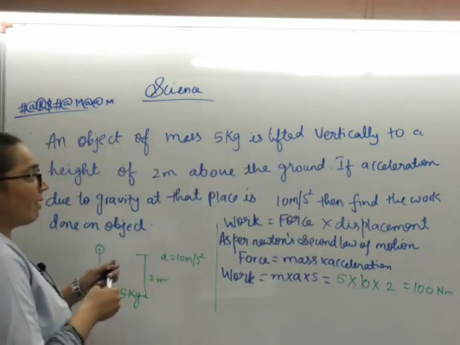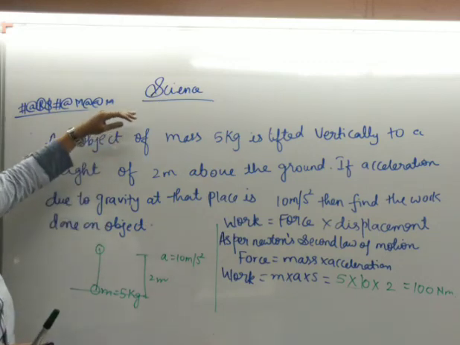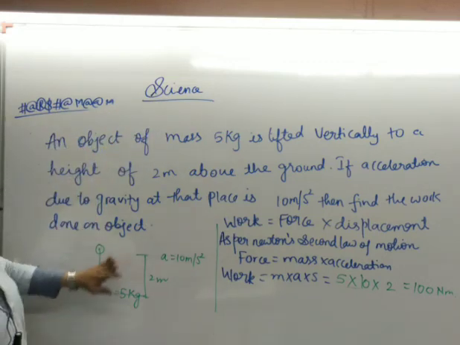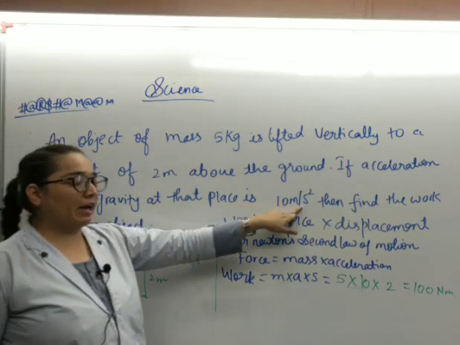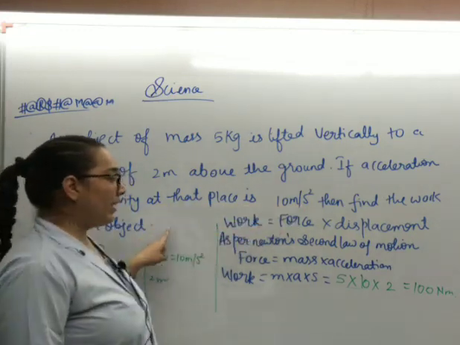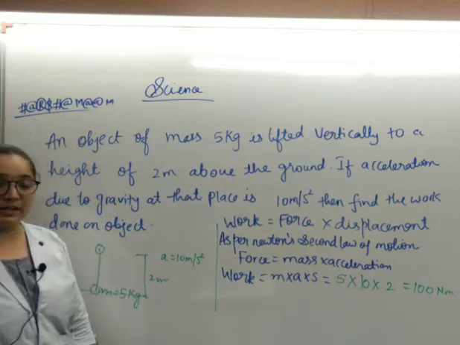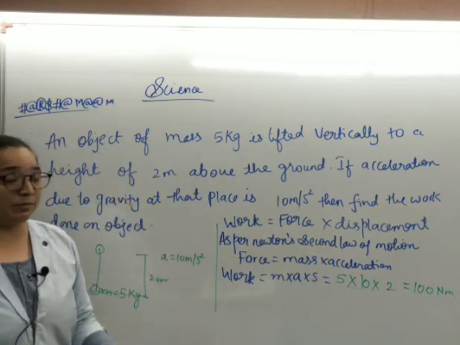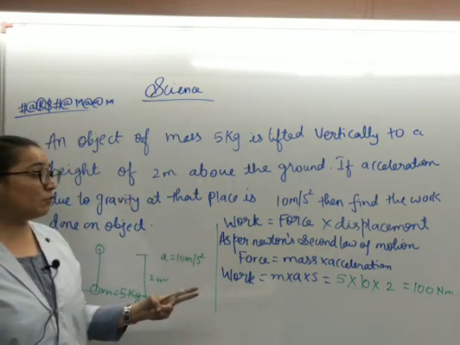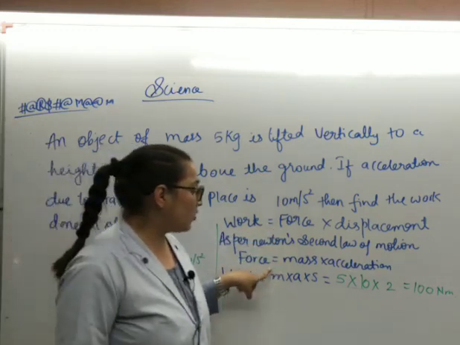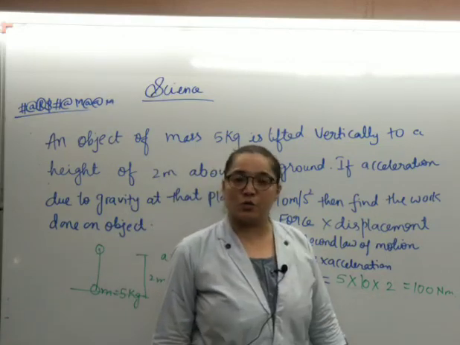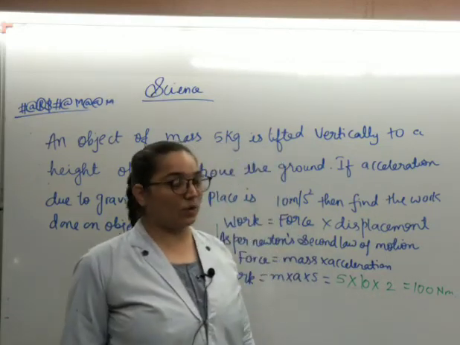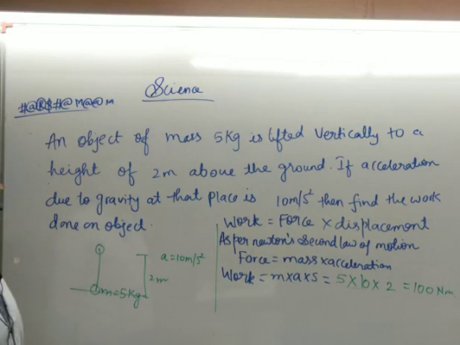So very easy example. Mass of 5 kilogram lifted to the height of 2 meter above the ground. Acceleration due to gravity is 10 meter per second square. Work done is force into displacement. As per Newton's second law of motion, force is mass into acceleration. So W is m into a into s, 5 into 10 into 2, that is 100. Note down second sum, then we'll move for the third sum. Be quick.